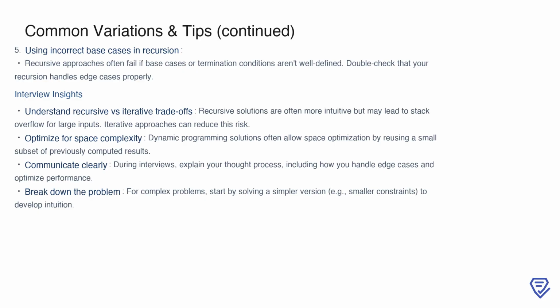Additionally, space complexity is often a concern in dynamic programming problems. You can optimize for space by reusing a small subset of previously computed results instead of storing everything. Beyond technical considerations, clear communication is key during interviews. Make sure to explain your thought process, especially how you plan to handle edge cases and improve the performance of your solution. Finally, for particularly complex problems, breaking them down into simpler subproblems can be incredibly helpful. For example, solving a version of the problem with smaller constraints can help you build intuition and uncover patterns that can be applied to the full problem.